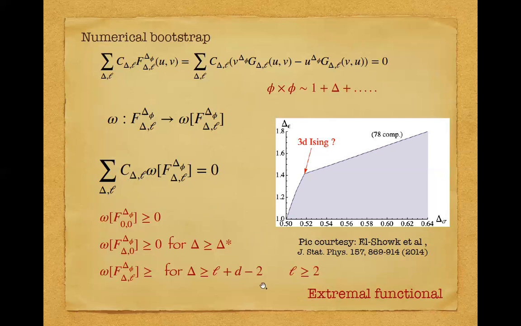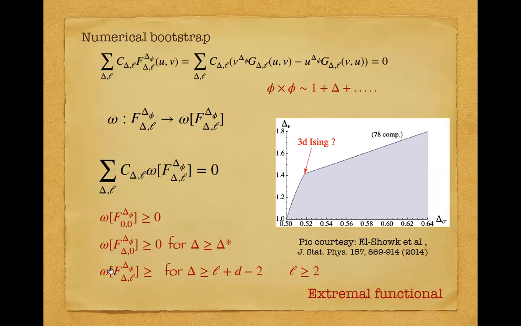Now, the way they look for it is the following: suppose the action on the identity operator is greater than or equal to 0, and then if delta is greater than or equal to delta star, then the action on this is also greater than or equal to 0. And you can see that this is nothing but the unitarity bound for non-zero spins. So for those cases, sorry, here it will be 0.